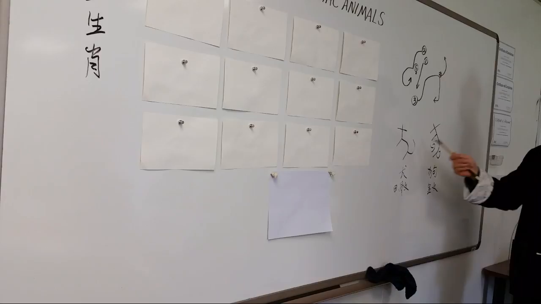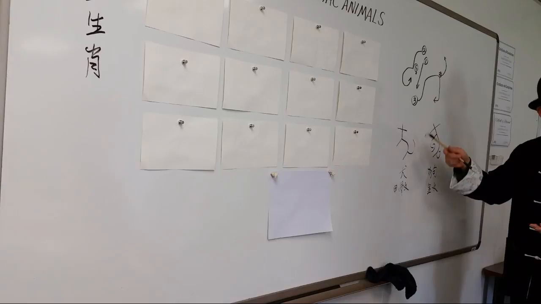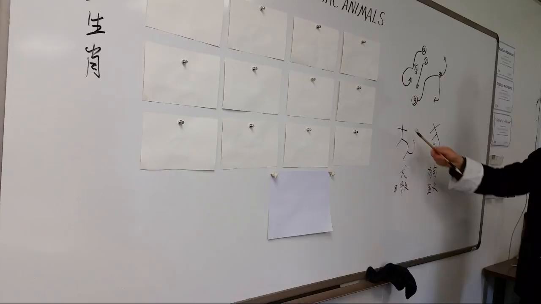If you know, like a tiger or a rat, the tail is curved up, right? Yeah, that's the key. So when you paint a dog, make sure the tail is going up, like waving. The tail cannot be going down. Also the big ears, the big ear.